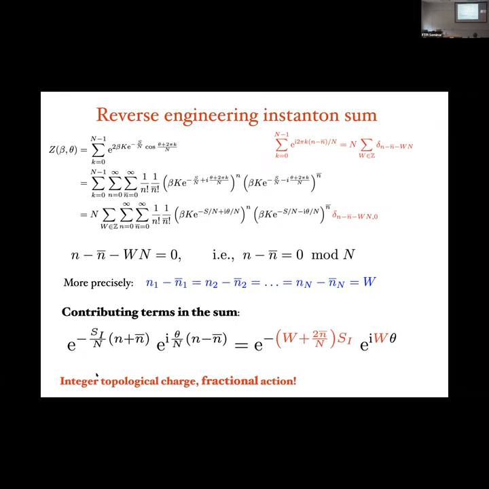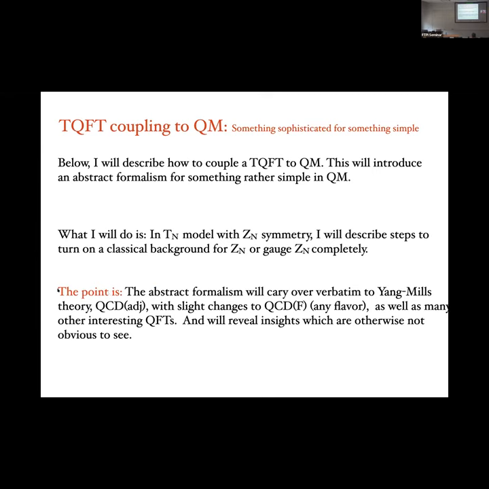Now, this is all good. So the main lesson is that indeed, the topology is classified by the integer topological charge, but the action is in fractional units. So now I will make these statements a little bit more formal.